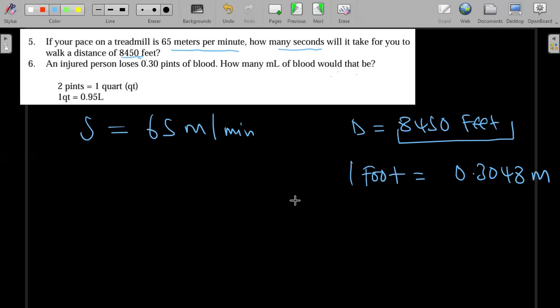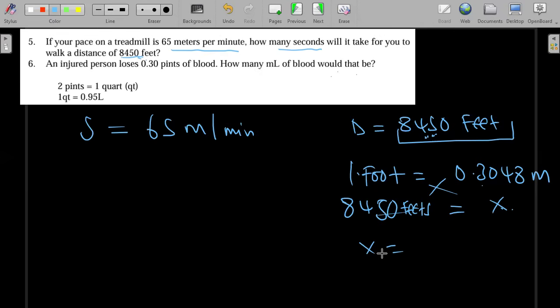So let's convert the distance in feet to meters. What about if I have 8450 feet here? How many meters am I going to have? So you can cross multiply. This will be x, and then this number multiplied by that, what am I going to get? According to my calculator, let me just multiply this.